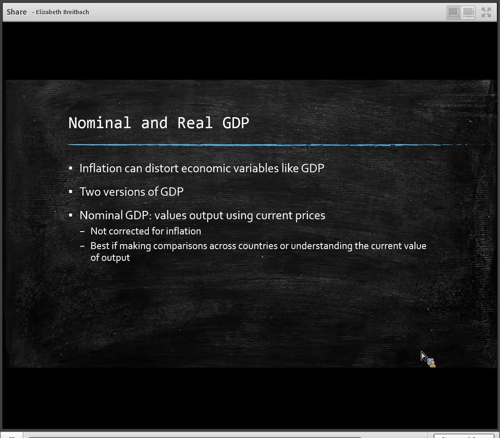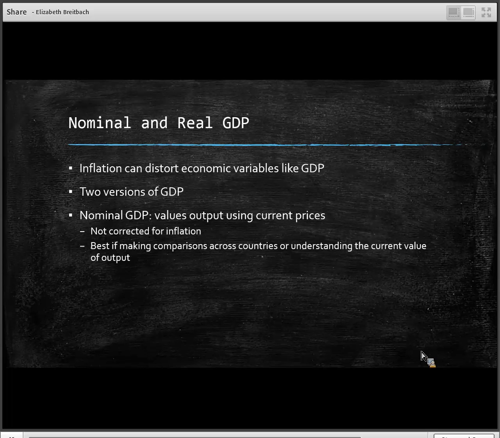But what it's best for is making comparisons across countries. So remember, we want to make those comparisons in the standard of living across countries, or if we want to understand the current value of output. So if we want to understand what the current or what the present value of the output looks like, or what production looked like to the individuals living during that current period, we would use nominal GDP.